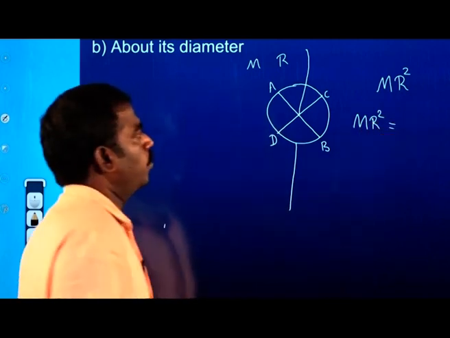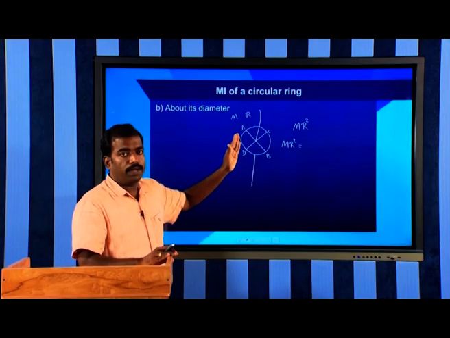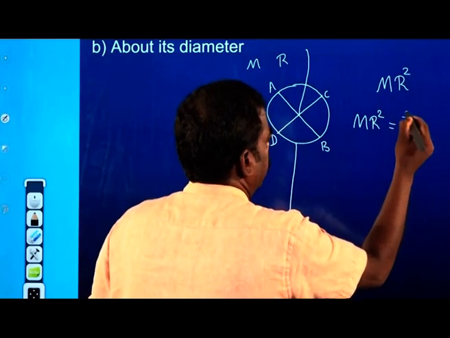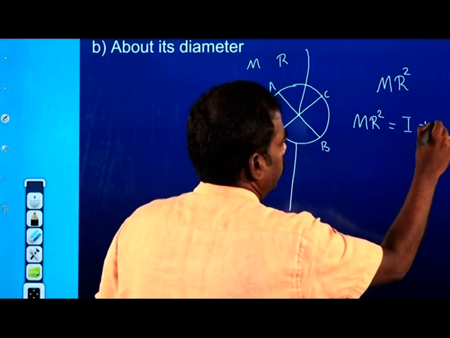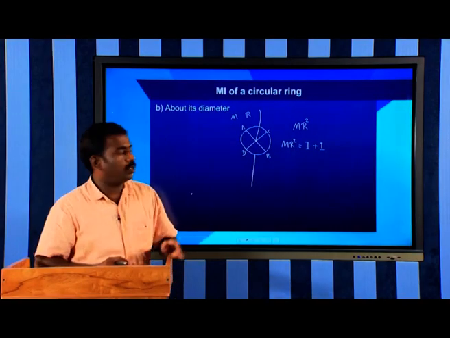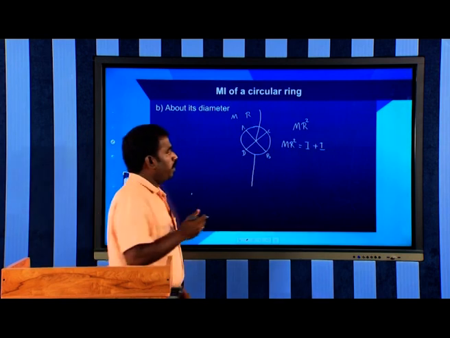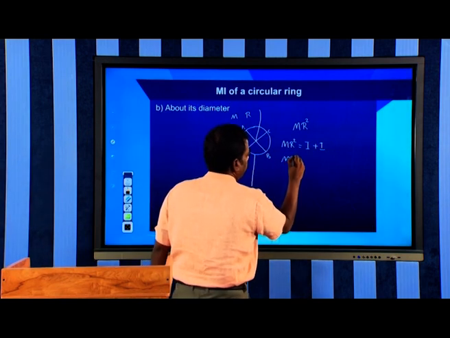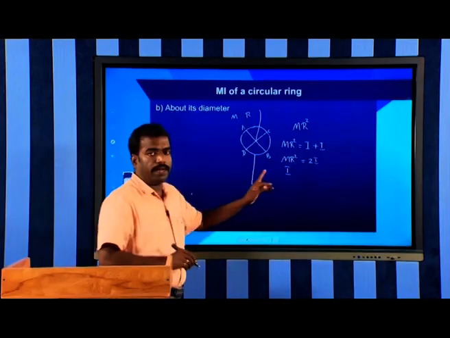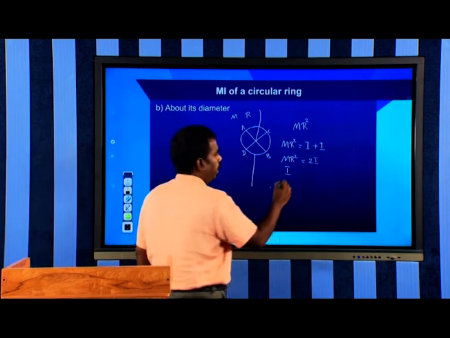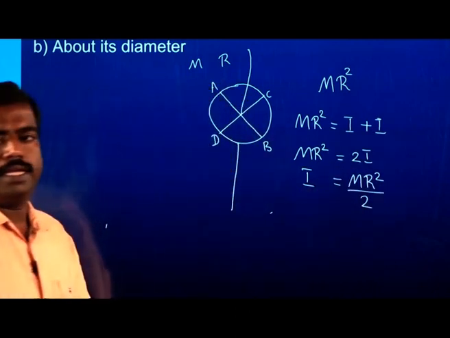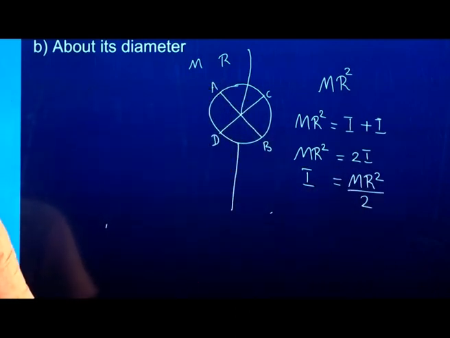equal to, let I be the moment of inertia about one of the diameters. So, the moment of inertia about AB is I, and about CD is also I, because the moment of inertia of the ring about all diameters is the same. So, I plus I gives M R square equal to 2I, or the moment of inertia of the ring about the diameter is I equal to M R square by 2.